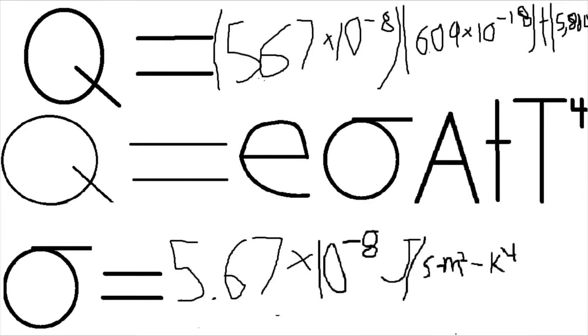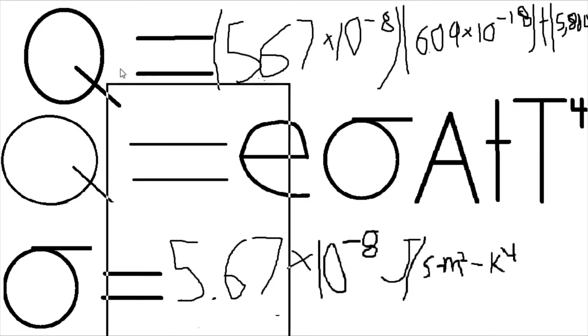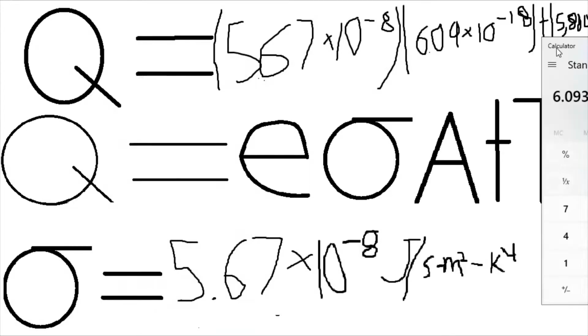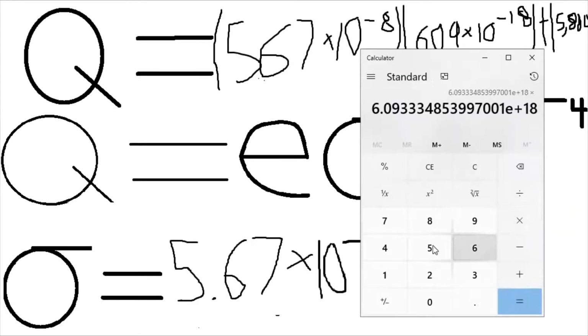So all we need is the Stefan-Boltzmann constant times the surface area of the sun, times the temperature to the 4th power. You can look up the area for yourself, but the surface area of the sun is 6.09333 etc. times 10 to the power of 18. So we're just going to multiply this by 5.67, and then divided by 10 to the power of 8.